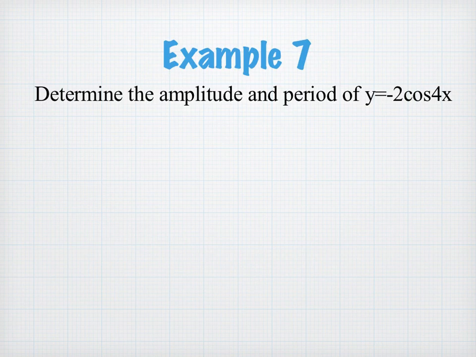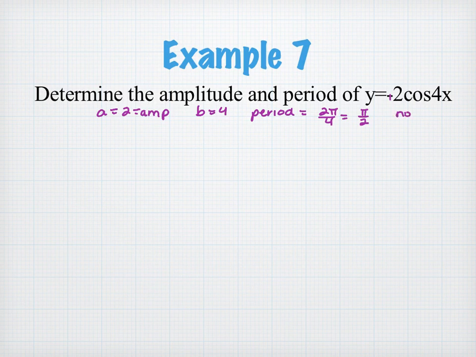Okay, so this one, I'm actually going to have you change it so that it's positive first, and then we'll talk about what happens if it's negative, since we haven't done a negative one. So A is 2, which is your amplitude. B is 4, which means the period is 2 pi over 4, or pi over 2.